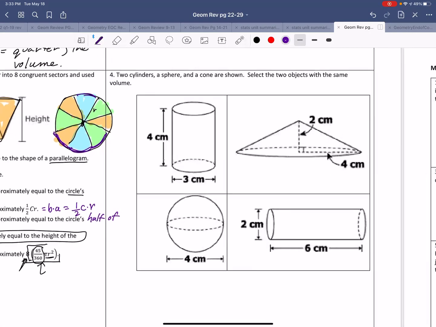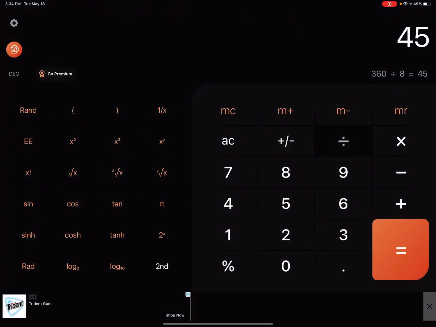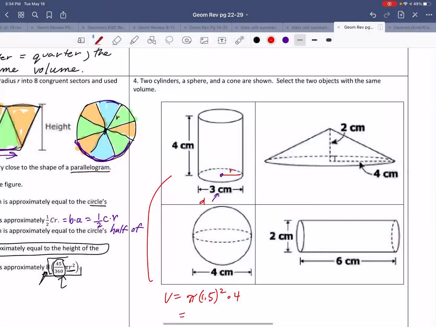Last one, 2 cylinders, a sphere and a cone. Select the 2 objects with the same volume. Okay, so, you're not going to fall for that? Hopefully not. That's my radius, right? So the volume is the area of the base, pi times 1.5 squared, times the height of 4. So you'd have 4 times 1.5 times 1.5. So that's 9 pi. So this is 9 pi.